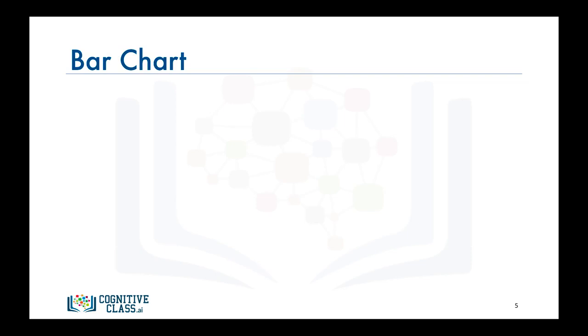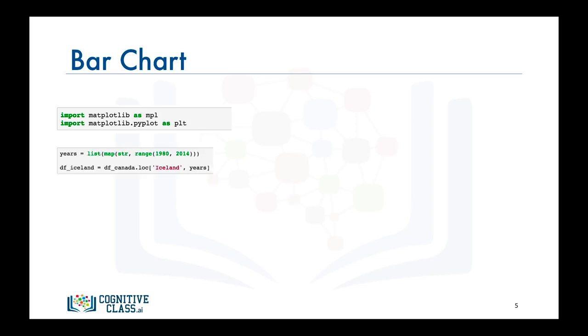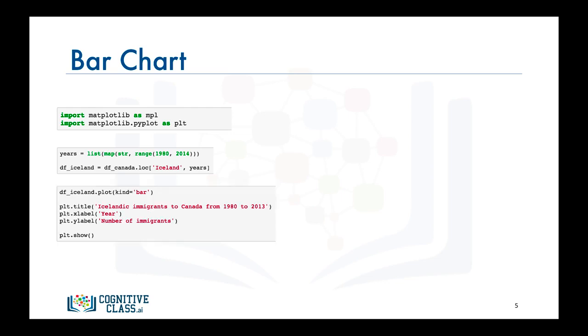So now that we know how our data is stored in the data frame df_Canada, let's see how we can use Matplotlib to generate a bar chart to visualize how immigration from Iceland to Canada looked from 1980 to 2013. As usual, we start by importing Matplotlib and its scripting interface. Then we use the years variable to create a new data frame. Let's name it df_Iceland, which includes the data pertaining to annual immigration from Iceland to Canada and excludes the total column. Then we call the plot function on df_Iceland, and we set kind equals bar to generate a bar chart.